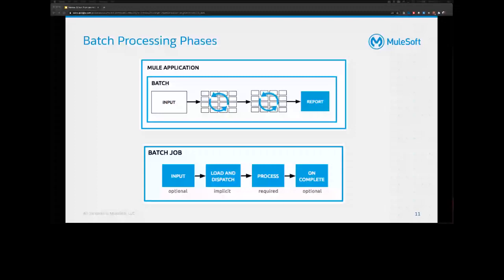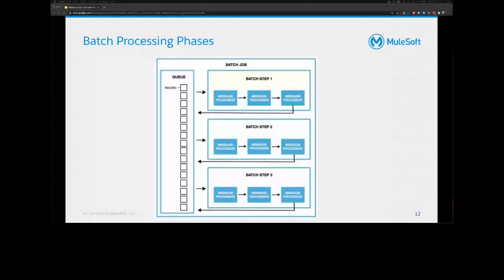If we go a bit deeper into load and dispatch and processing, here we can see that the record queue is built in the load and dispatch phase. Each record is then processed by each step independently and asynchronously, with the record maintaining its state at each step. Failed records will be skipped in subsequent steps, and a batch commit can be used in a step to bulk write to external sources. And lastly, here's an example of what a batch job scope looks like in a flow in Anypoint Studio.